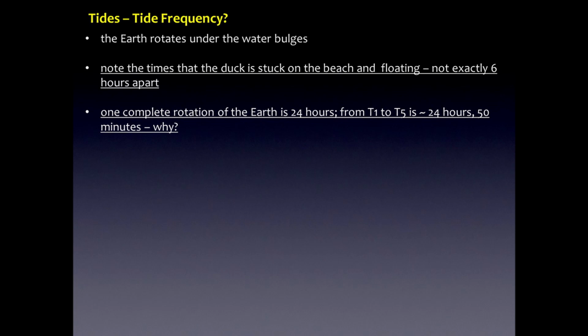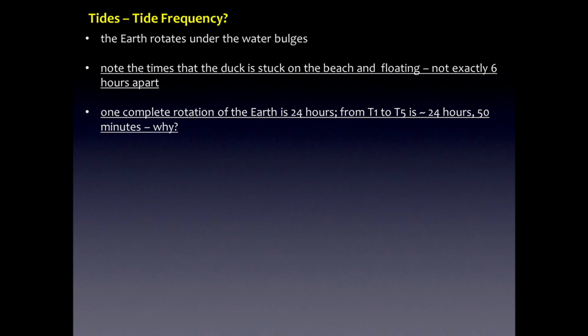But if we look at this example that we just used, we see that one complete rotation of the Earth is 24 hours, but from T1 to T5, it was 24 hours and 50 minutes. And why is that? Well, it's because the moon revolves around the Earth in the same direction. So the Earth is rotating in an eastward direction. The moon is revolving in the exact same direction as well. And what this means is it takes the Earth 50 extra minutes every day to basically catch up with the moon.